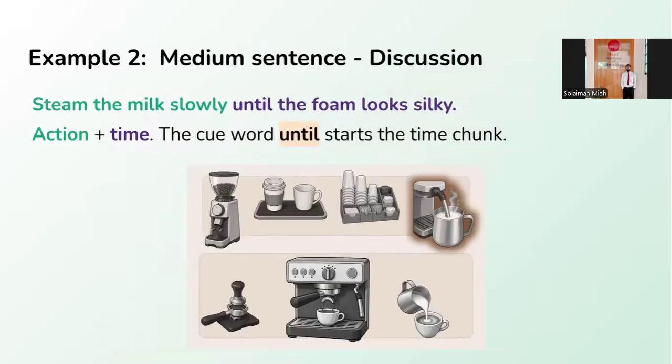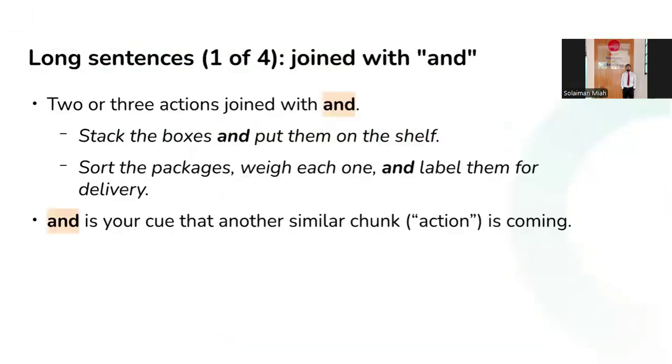In this case, the chunks were "steam the milk slowly" and "until the foam looks silky," an action and a time. The word until was your cue, and it lets you know what kind of chunk, one about time, is coming up. The last 2 sentences tend to be longer and can take a handful of common shapes. One common shape asks you to do 2 or 3 things, joined together with and. For example, "stack the boxes and put them on the shelf," or with more pieces.